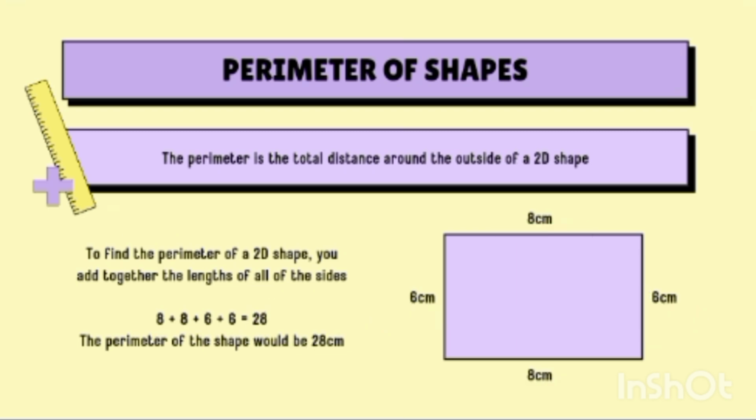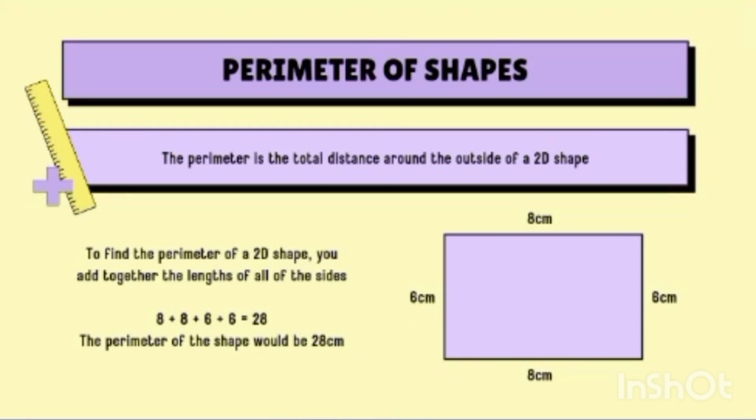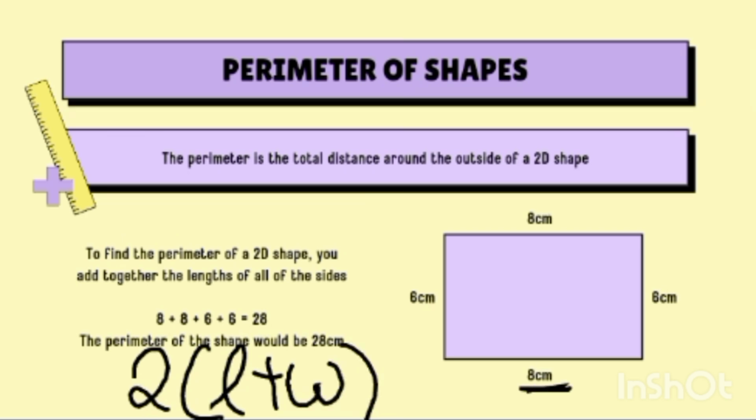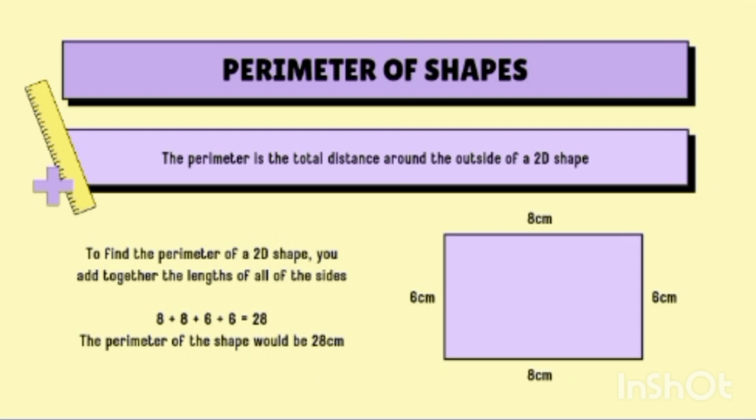But there is also a formula to find the perimeter. The formula is 2 into, in brackets, length plus breadth. In this formula, this is our length and this is our breadth. Suppose here our length is 8 and our breadth is 6. So we add 8 plus 6, and whatever we get, we multiply that by 2. So it will be 28. This is the formula, or else you can just add all the sides.